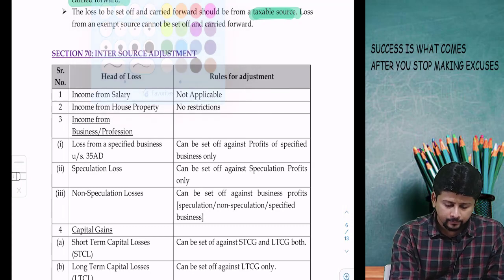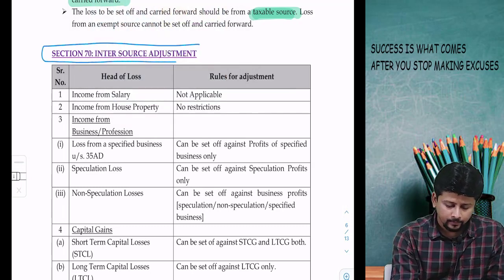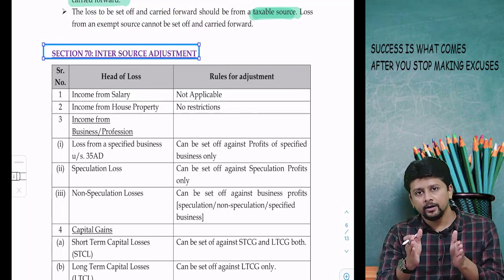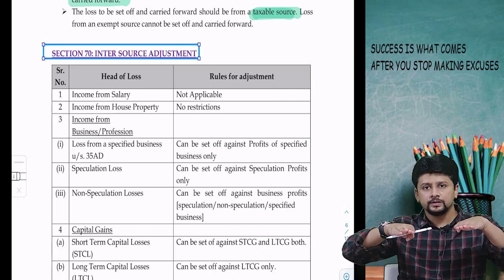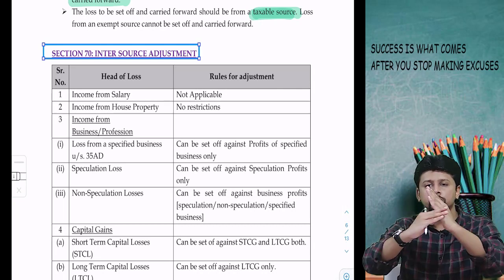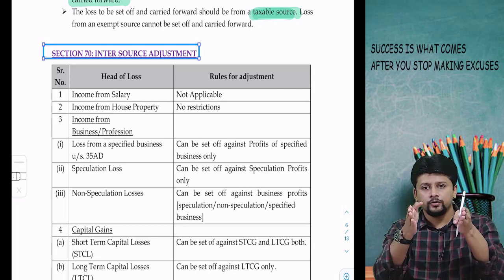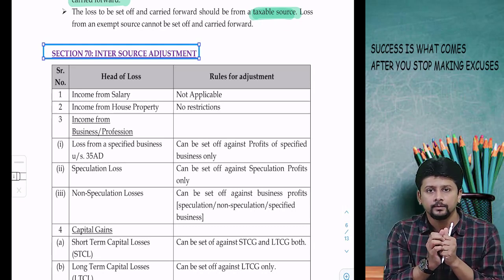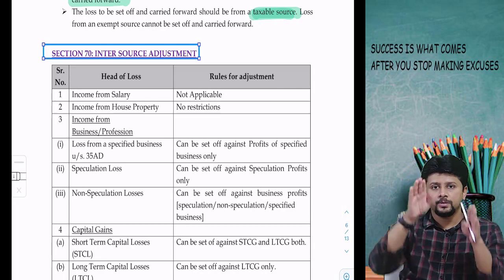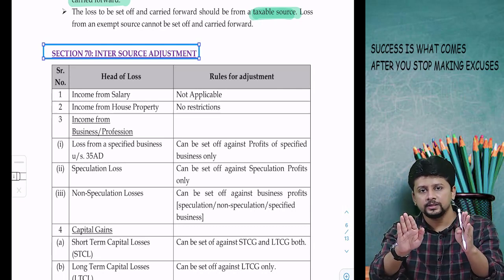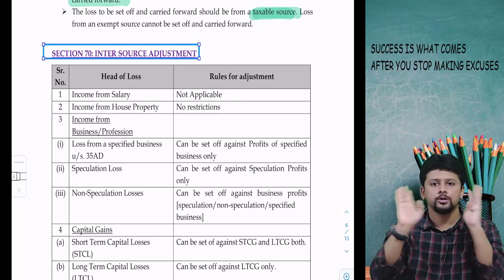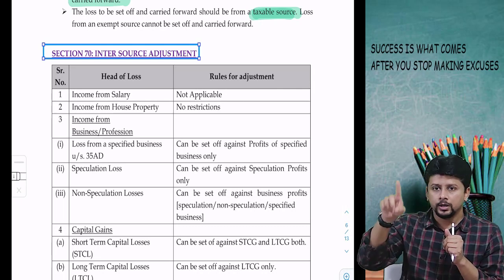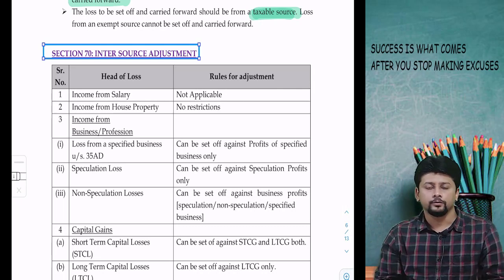First thing that we are studying is inter source adjustment. So what is inter source adjustment? Under a head of income, you have two sources. One source has a loss, other source has a profit, you can adjust. Under house property, you have two properties, one property loss, another property profit, you can do set off. This is inter source adjustment. You are doing two businesses. Under the head PGBP, two sources, one business, second business. Second business has a loss, first business has a profit, you can set off. You have sold two capital assets. One has given you a capital loss, other has given you a capital gain, you can set off.